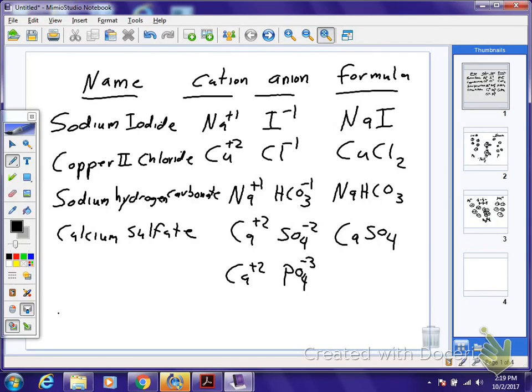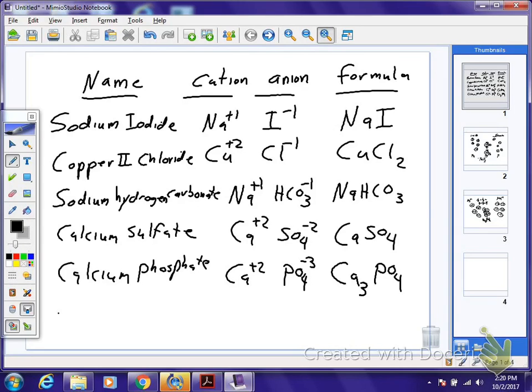So the name's real easy, right? The name is calcium phosphate. This is a little trickier over here. 2 and a 3. If you do enough of these, they become automatic. So I'm going to put a Ca and I'm going to put PO4 side by side. And how many Cas do I need? How many? 3. Why do I need 3? What do I need to get the charge of this to? 6. So I need 3 of those.